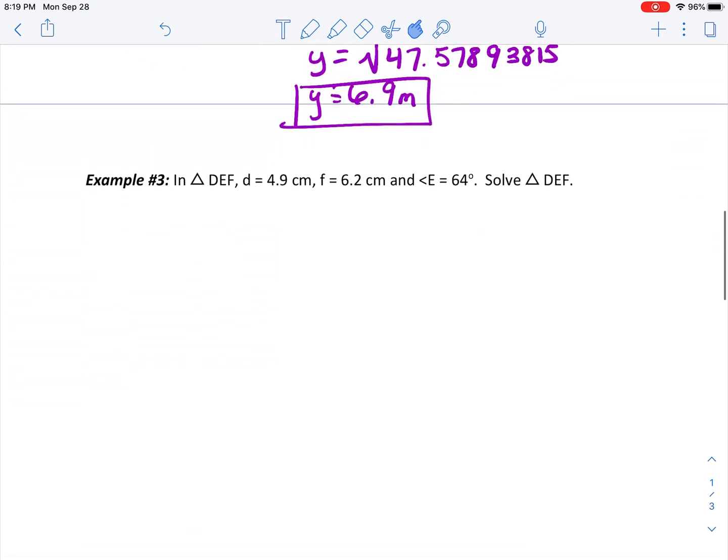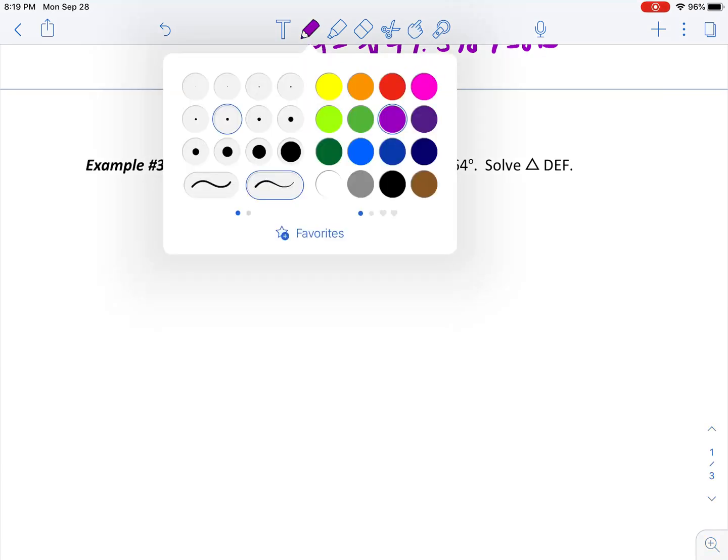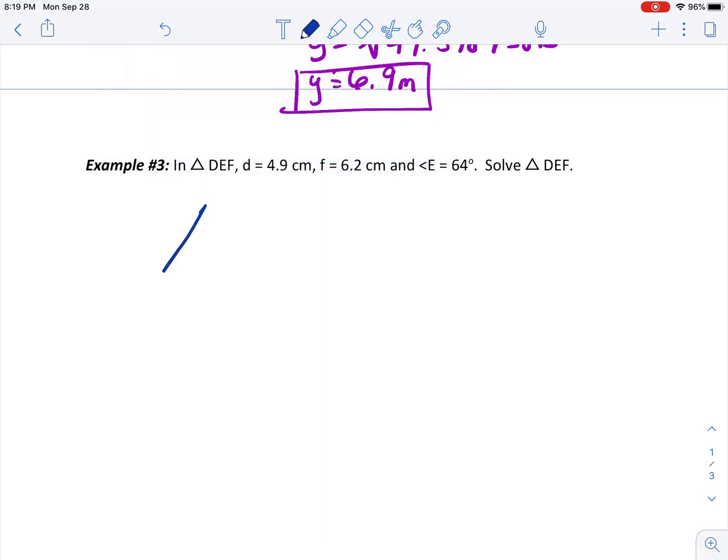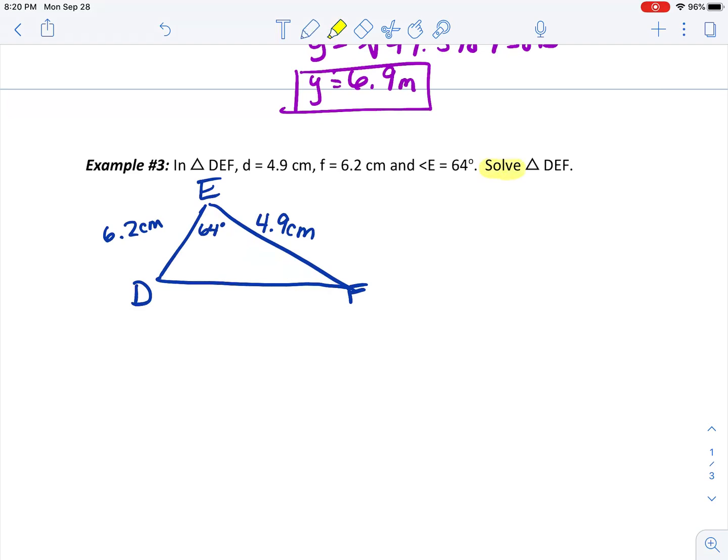And last one, we're going to solve again, so it's going to be a bit longer. Triangle DEF, again, draw a triangle, it does not matter if it's to scale. D, E, and F. Side D is 4.9 centimeters, across from my angle D. Side F is 6.2 centimeters, across from my angle F. And angle E is 64 degrees. We want to solve DEF. Remember, solve means find all the missing sides, all the missing angles.